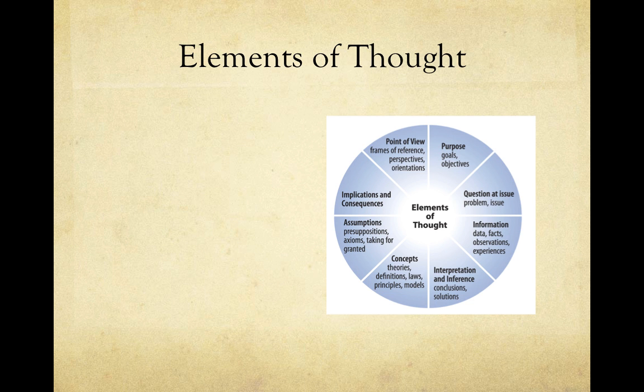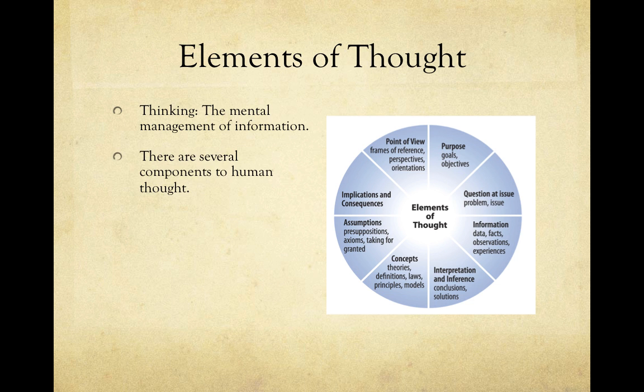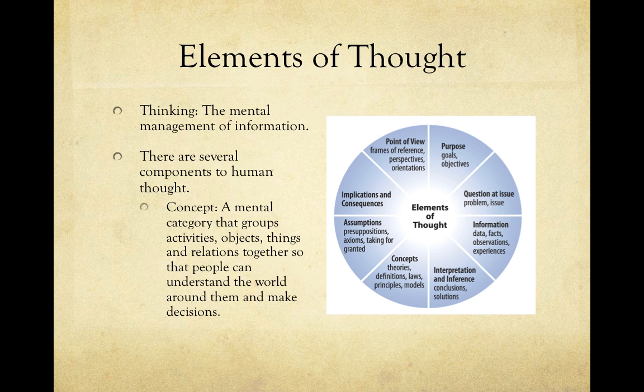There are different elements of human thought. Thinking is defined as the mental management of information. There are several components to human thought. For instance, there is the concept. This is a mental category that groups activities, objects, things, and relations together so that people can understand the world around them and make decisions.